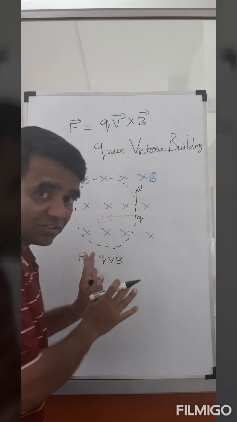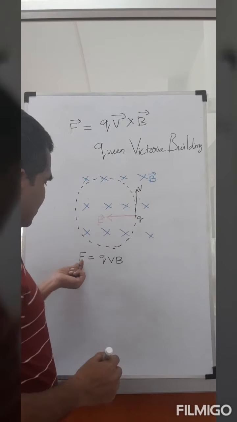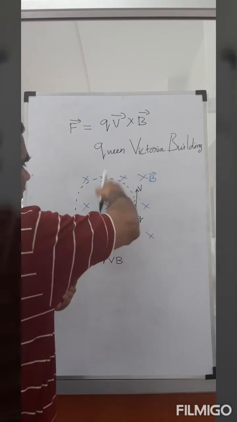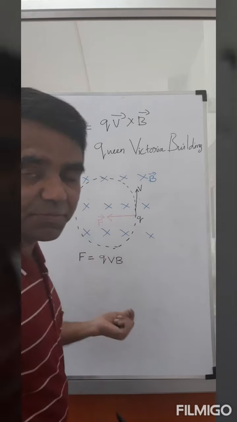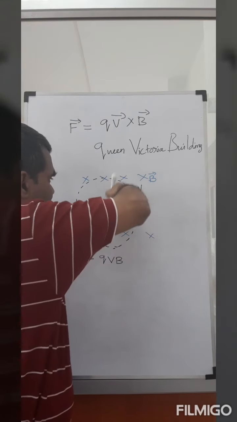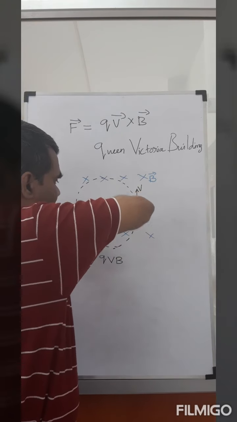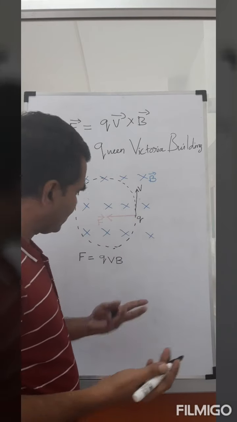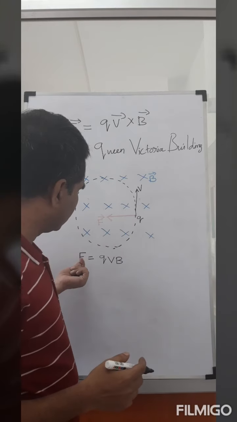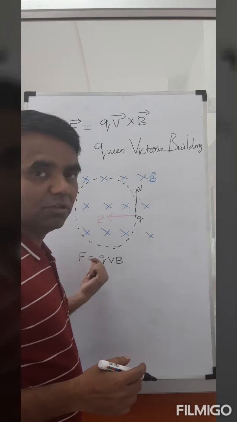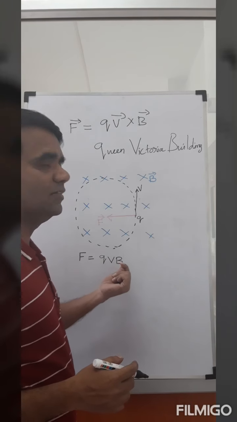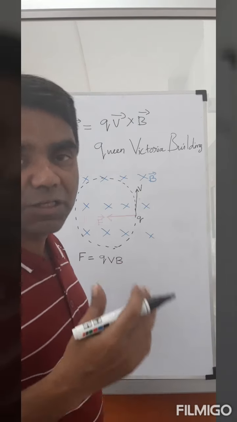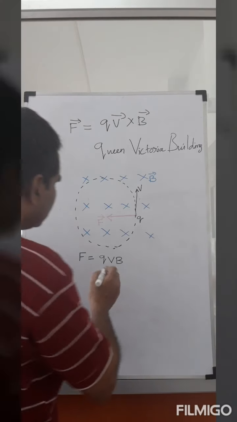The direction of the force is changing all the time, so I'm not going to consider direction now. This is the magnitude of the force, the magnitude of the centripetal force. The centripetal force will change direction continuously, but that doesn't matter. We just want to take the magnitude of the force. So it is QVB, as sin theta is 1 now.